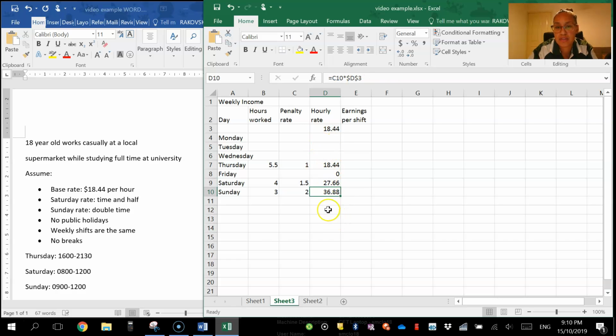So I'm just going to, there we go. You can see now it's got the hourly rate here. So that's time and a half, and that's double time. If you took that and multiplied by 2, lo and behold, you get 36.88.